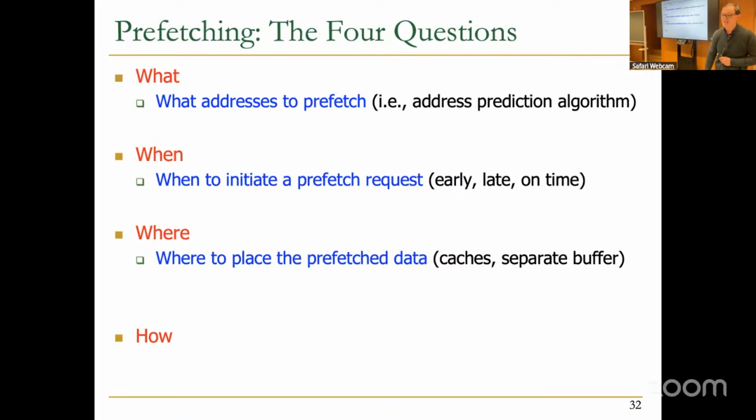Where means multiple aspects of where. Where do you place the prefetch data? Do you put it in a cache or prefetch into a separate buffer? Most processors today use caches because separate buffers complicate the memory hierarchy, which is already quite complicated.